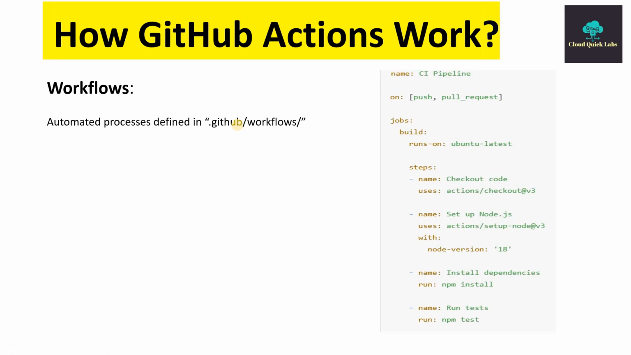Then within that, you create a subfolder called workflow. Within that workflow, you need to write your YAML file. So GitHub Actions are being defined in a YAML file. You see that on the right hand side. That is an example of a GitHub Actions YAML file. This YAML file is declarative; it is basically the coding of how your GitHub action has to work.